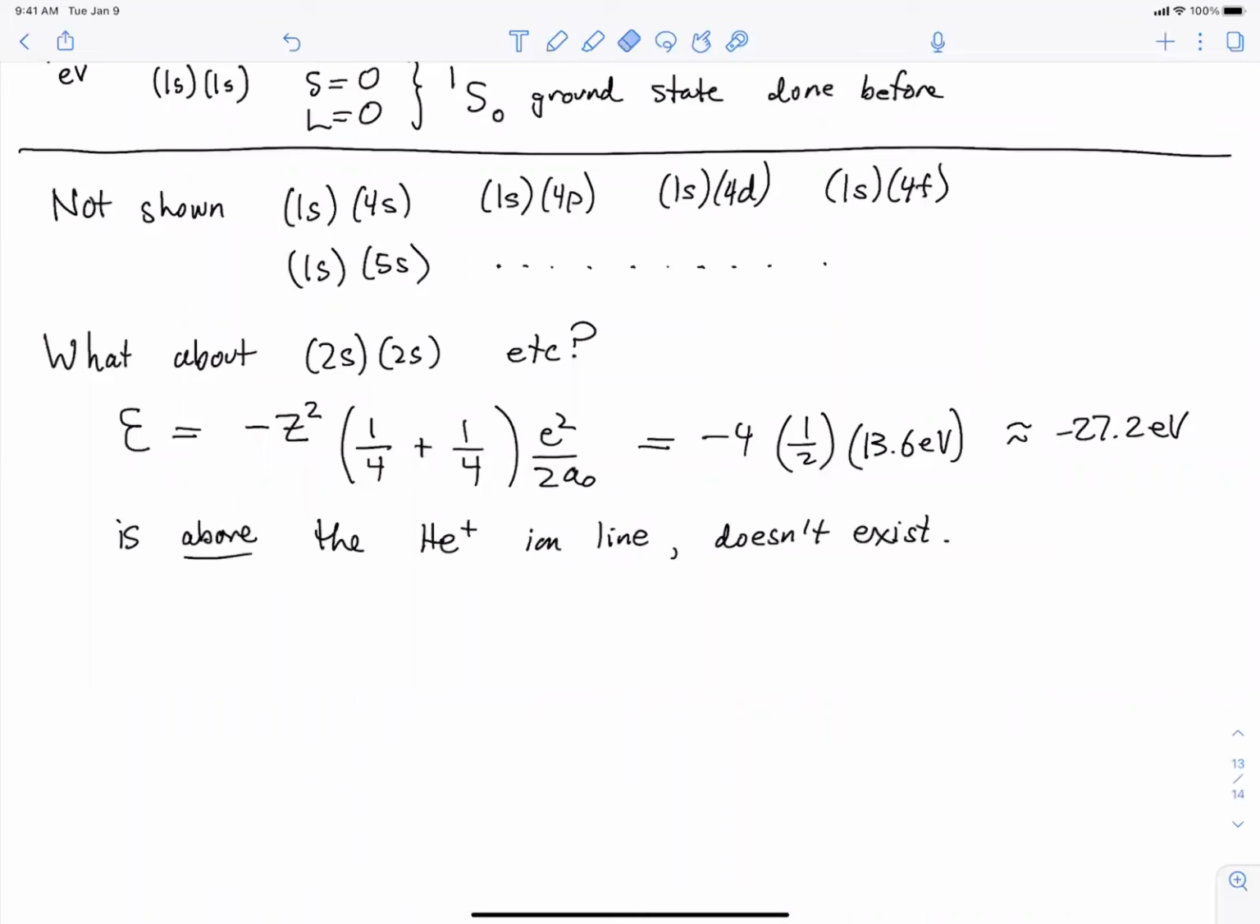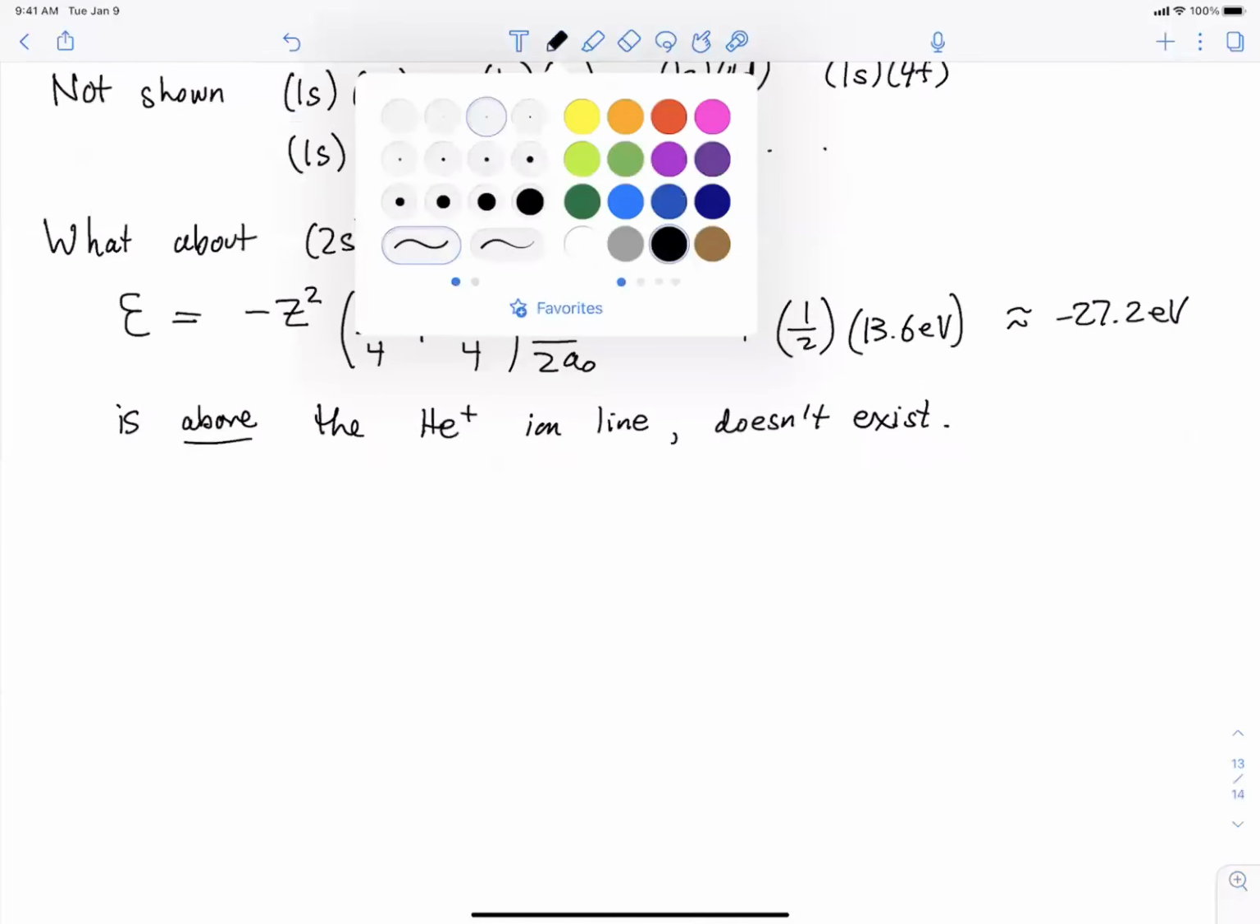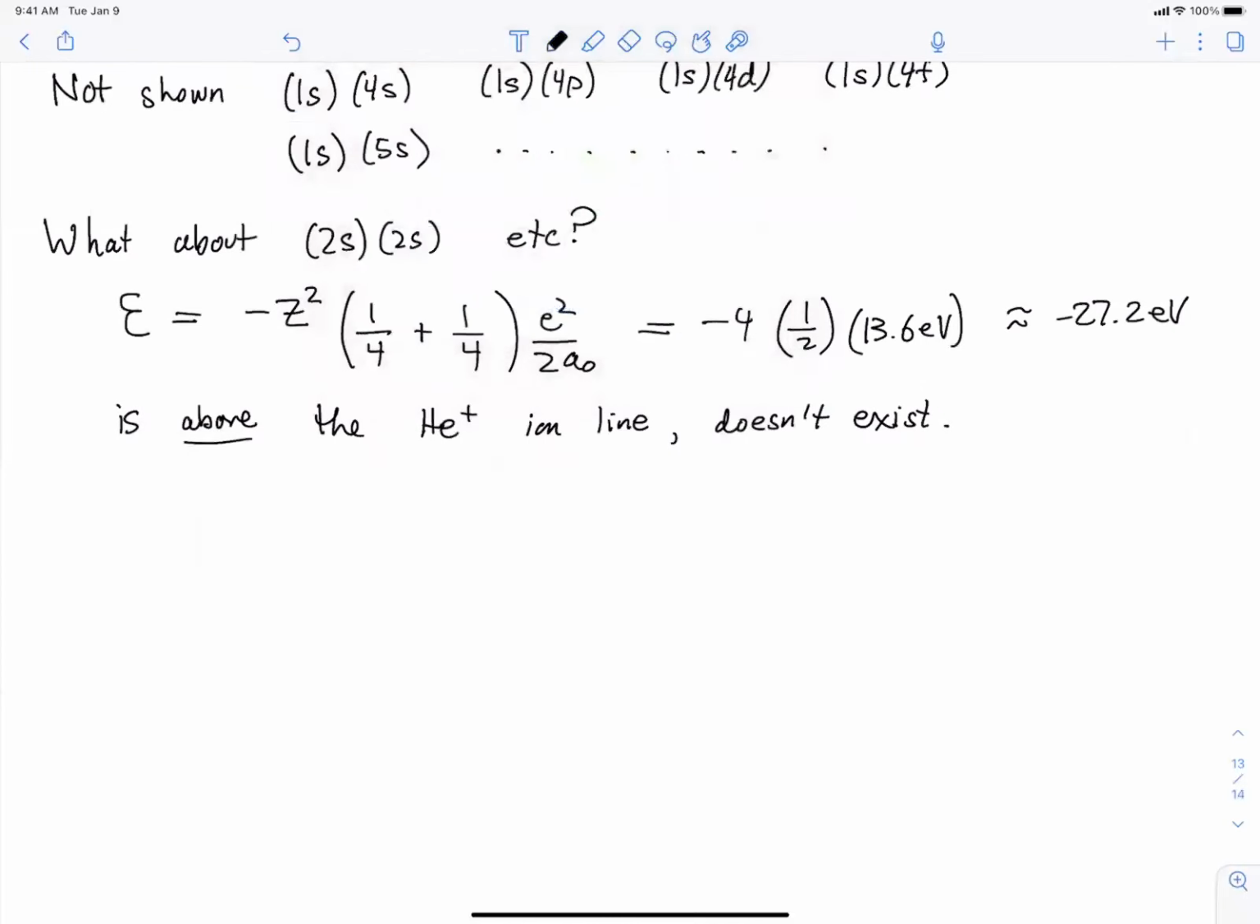If you think about it, anything where you put both of the electrons above the 1s level will not exist for the same reason. They'll all have too much energy, and that energy would just go into removing one of the electrons completely, so you won't see it. Okay, other things we can mention: all of this was excluding fine structure, and I started off today by telling you that fine structure was important, and more so for larger atoms. The fine structure is going to split the levels with different J.